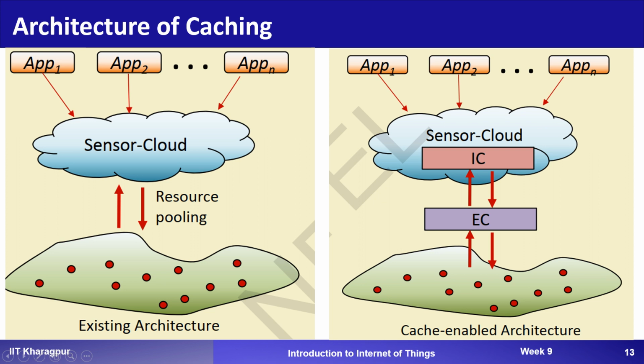However, in the case of the cache enabled architecture, it is not always required to send the data from the physical sensors. Whenever applications want data, the internal cache is going to provide the data to the applications, and it will decide whether to take the data from the external cache or not, or whether to provide the data directly to the different applications. The usage of these two, internal cache and external cache, is responsible for minimizing the delay in providing the data to the different applications, and also for maximizing the lifetime of the sensors.